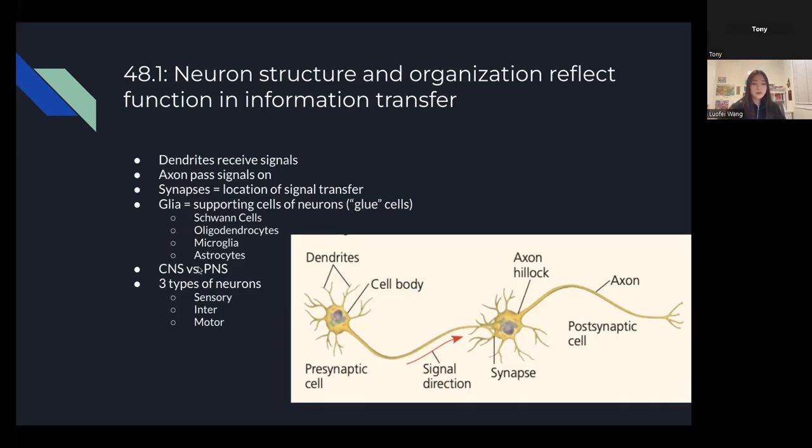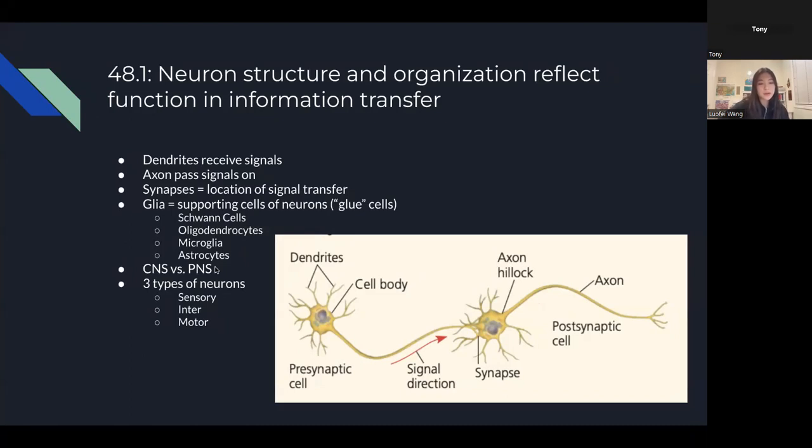Okay. So there are three types of neurons in the body: sensory neurons, interneurons, and motor neurons. Sensory neurons detect information from the environment and then pass that to the CNS for integration. Interneurons are neurons that connect the sensory and motor neurons and also do some of the information processing. Motor neurons transmit information out of the CNS to cause muscles to contract and other things to move.